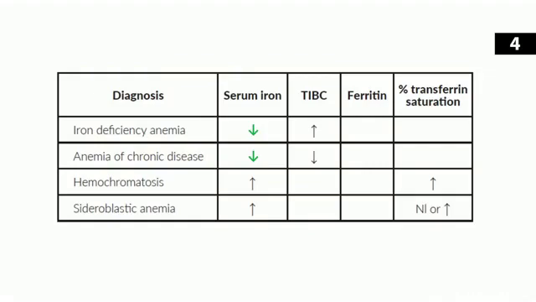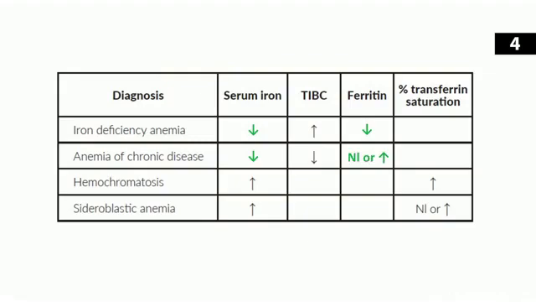And the next column is ferritin. So ferritin is a storage form of iron found inside of cells. So in iron deficiency, you've used up all the stored iron, so ferritin is going to be low. But in anemia of chronic disease, ferritin will generally be normal or elevated, but definitely not low. Remember, ferritin is an acute phase reactant.